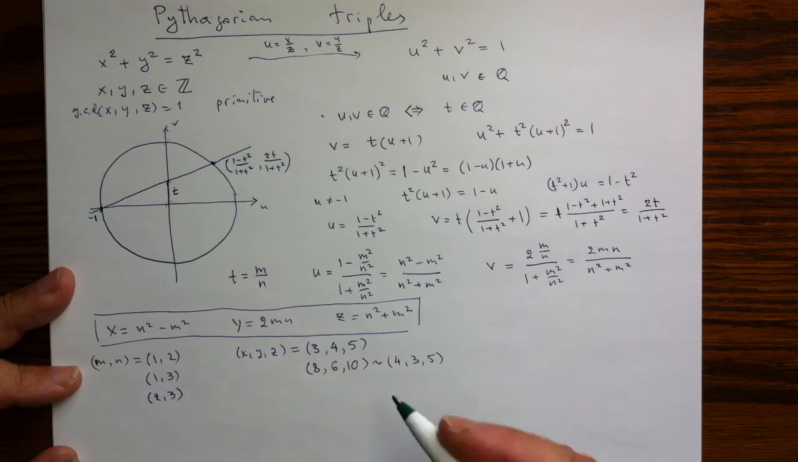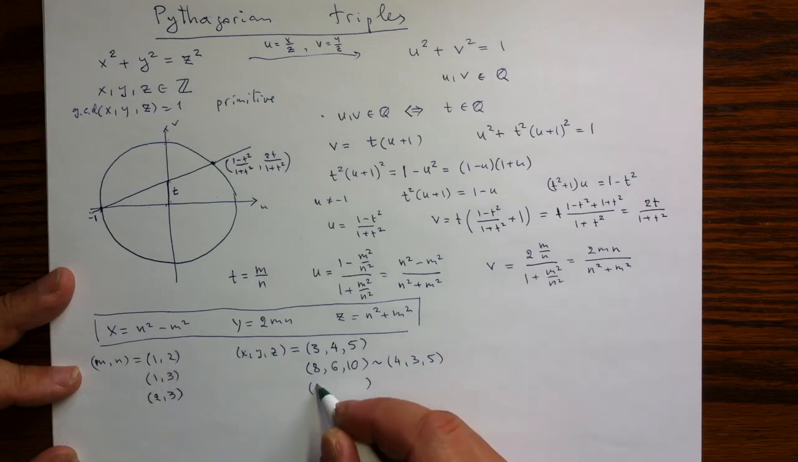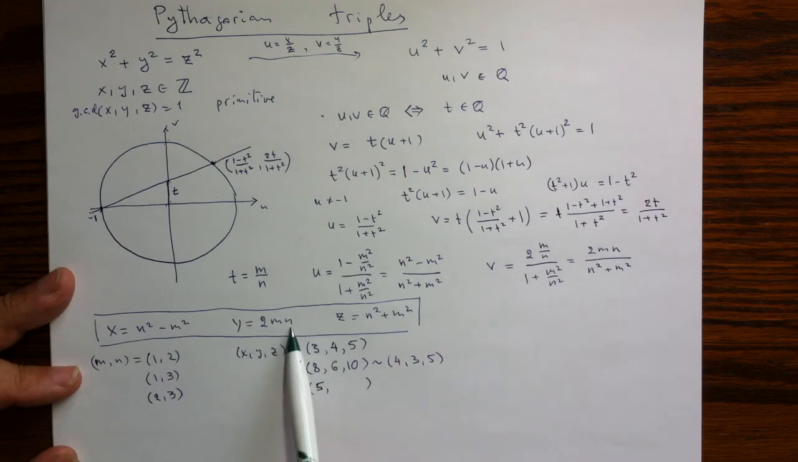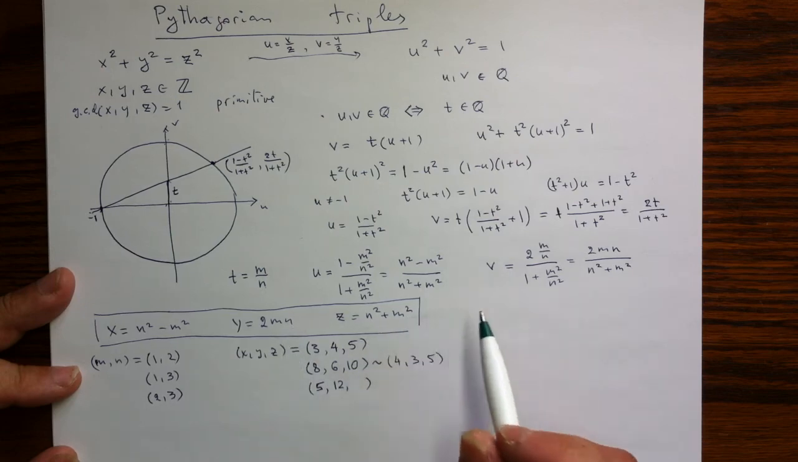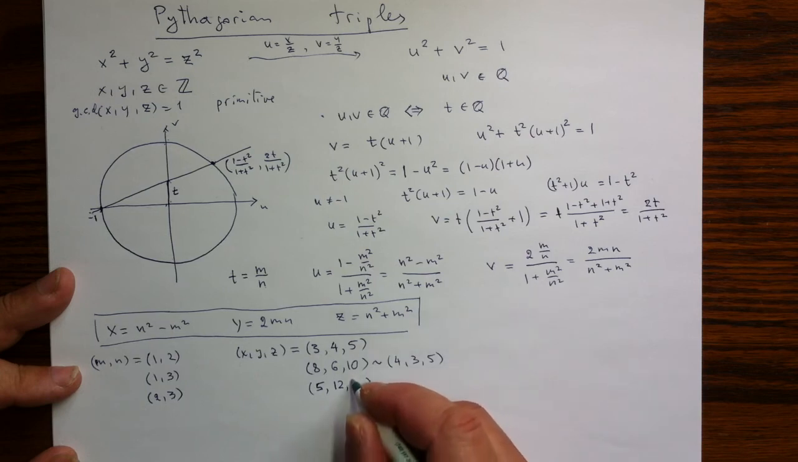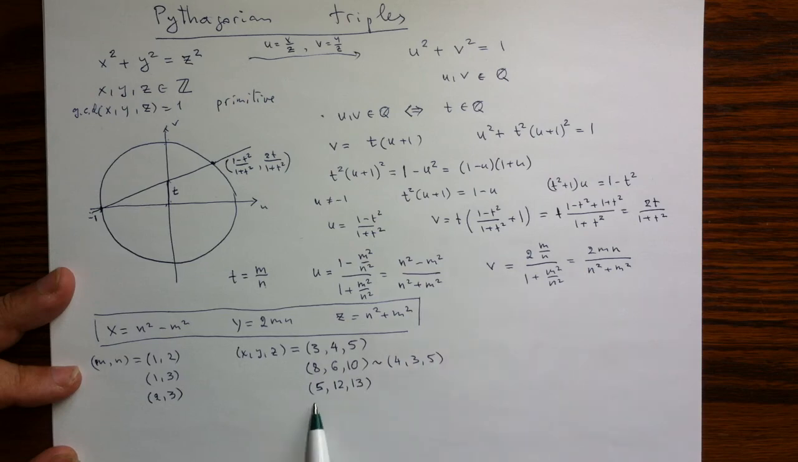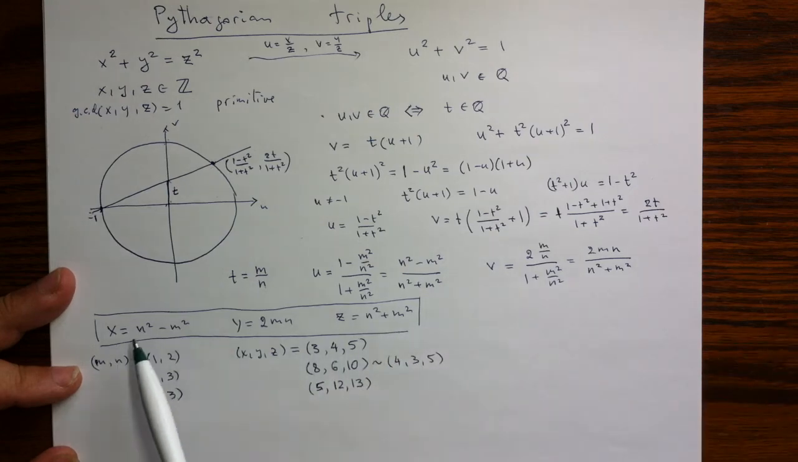Let me compute one more. So pair 2 and 3. Now this is the difference of 3 squared and 2 squared, so that will be 5. Here I have the product of 2 and 2 and 3, so that will be 12. Here I have the sum of 2 squared and 3 squared, and that is 13. And that is a primitive Pythagorean triple, so that is not reduced to anything.